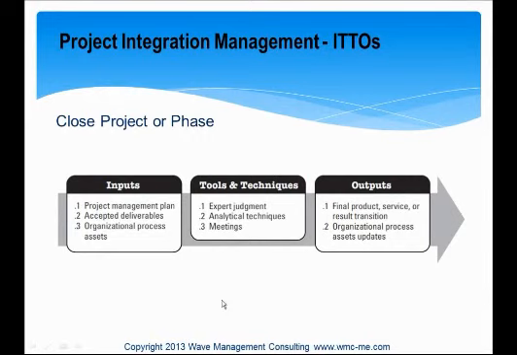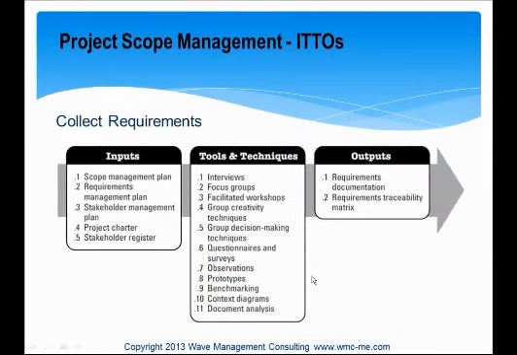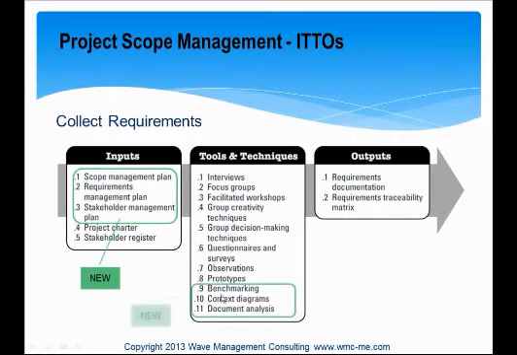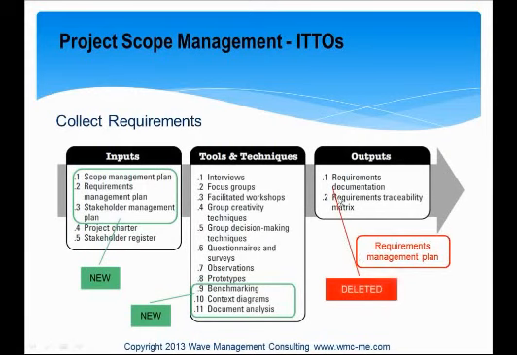Close project or phase. Two new items in the tools and techniques: analytical techniques and meetings. Collect requirements. We have three new inputs: scope management plan, requirements management plan, stakeholder management plan. Three new tools and techniques: benchmarking, context diagrams, document analysis. They removed requirements management plan from the outputs.